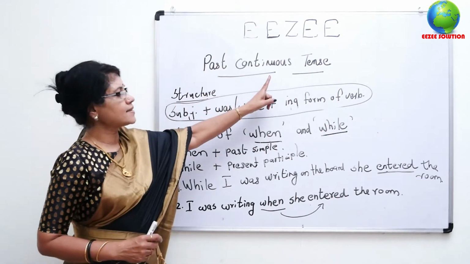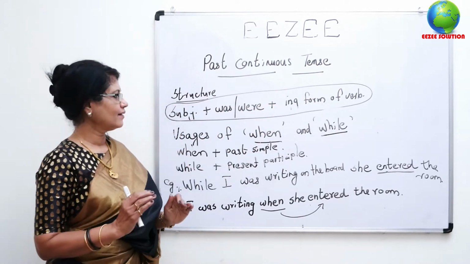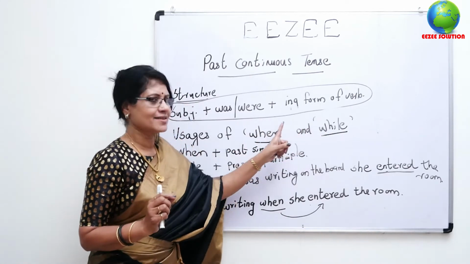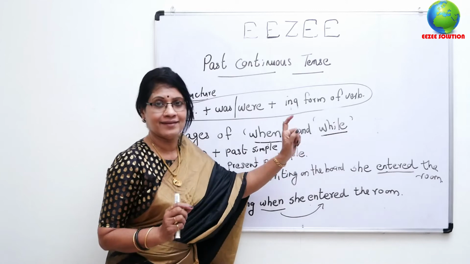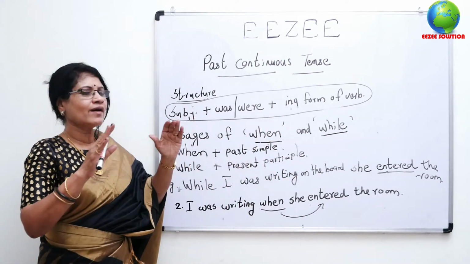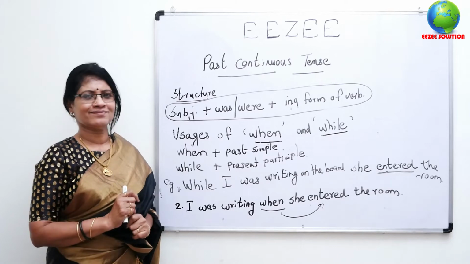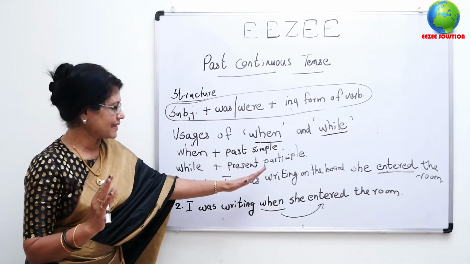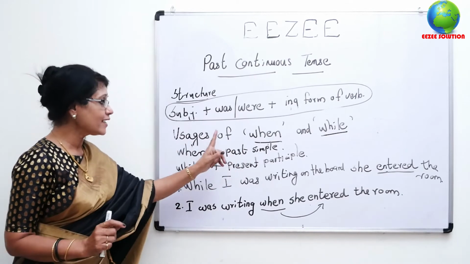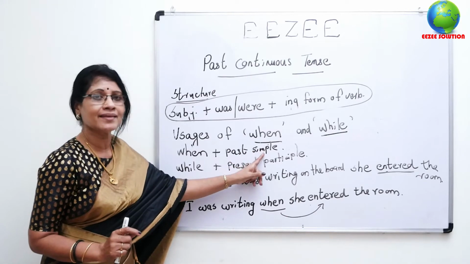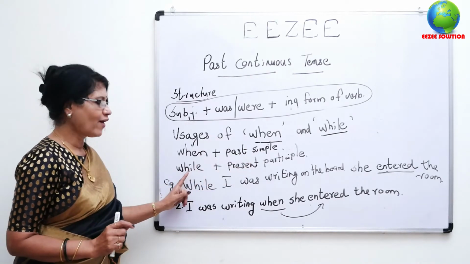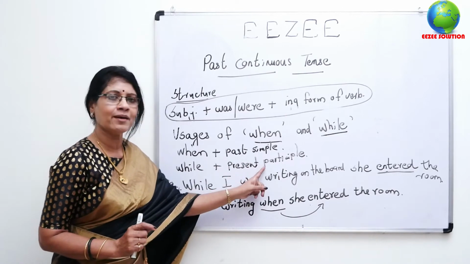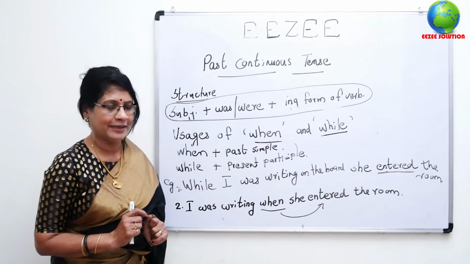And when we use past continuous tense in sentences, we should know the usages of these two words, when and while. These two words are quite similar, but we should know their usage. I will give you some examples. See, look here. When is used with the past simple, that is the rule. While is used with the present participle. Present participle means the ing form of the verb.